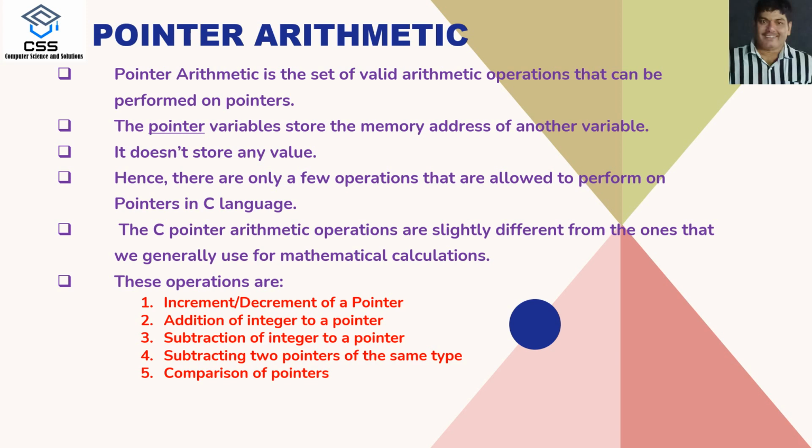As we discussed, pointer arithmetic is the set of valid arithmetic operations performed on pointer values. A pointer variable stores the memory address of another variable, we know it. It does not store any value. A pointer variable only stores the address of another variable because it is a special type. Hence, only a few operations are allowed on pointers. C pointer arithmetic operations are slightly different from other mathematical calculations. Why is it different?